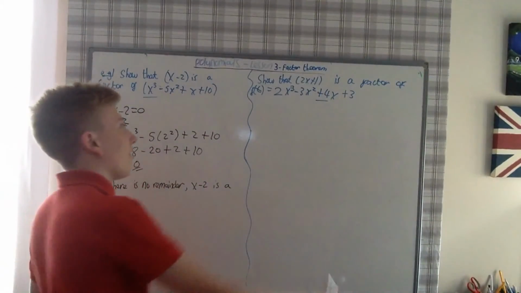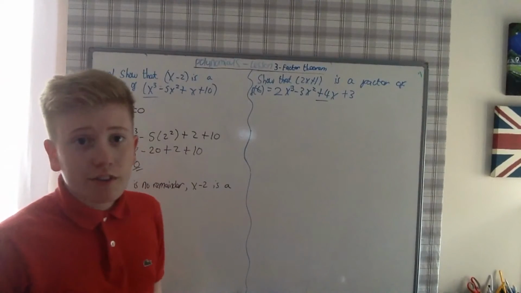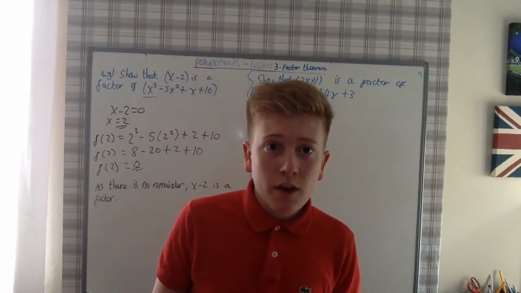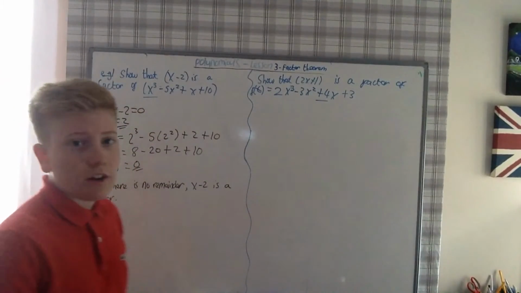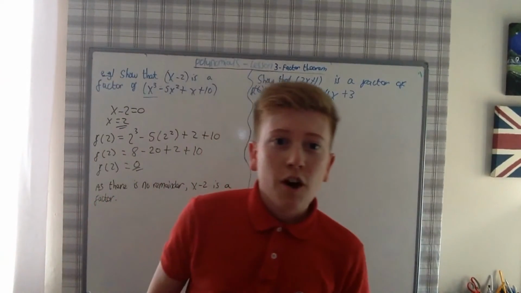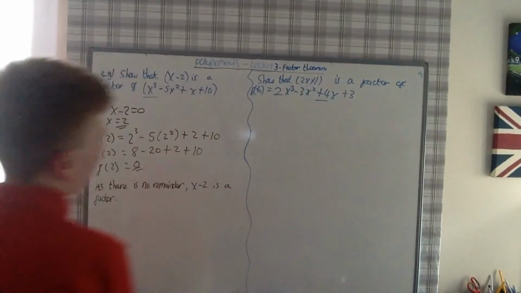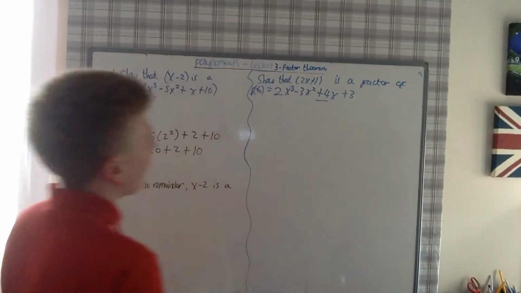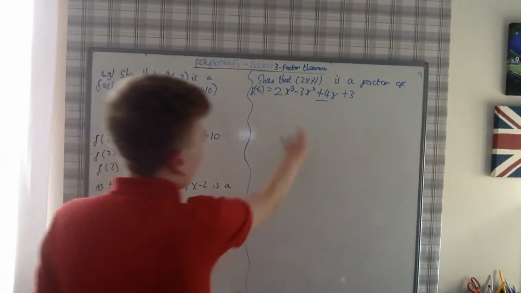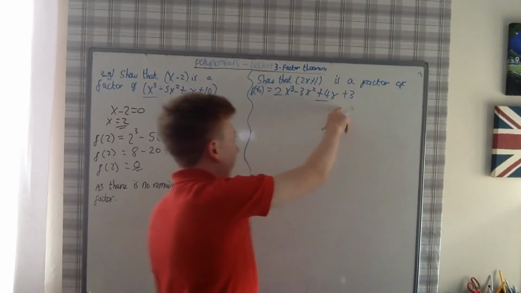And the second question is very similar. If you want to have a go at that yourself, it might be a good idea to pause the video, have a go, and I will go through it straight afterwards. Okay guys? Right, hopefully you've had a go at home. So the question says, show that 2x plus 1 is a factor of f of x equals 2x cubed minus 3x squared plus 4x plus 3.